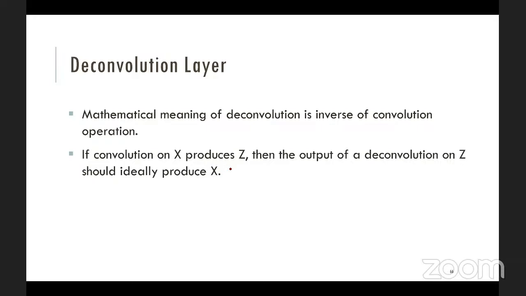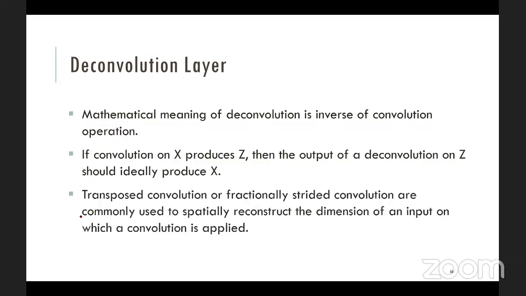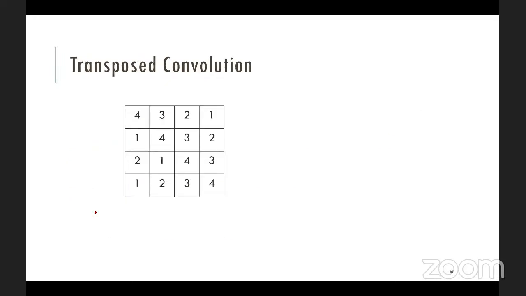Remember that, mathematically we say deconvolution is just the inverse of the convolution operation. So when the convolution on X gives you Z, then the deconvolution on Z should give you X, right? But what we actually use here is the transposed convolution, to reconstruct the image of the same size as the input image on which the convolution was applied.